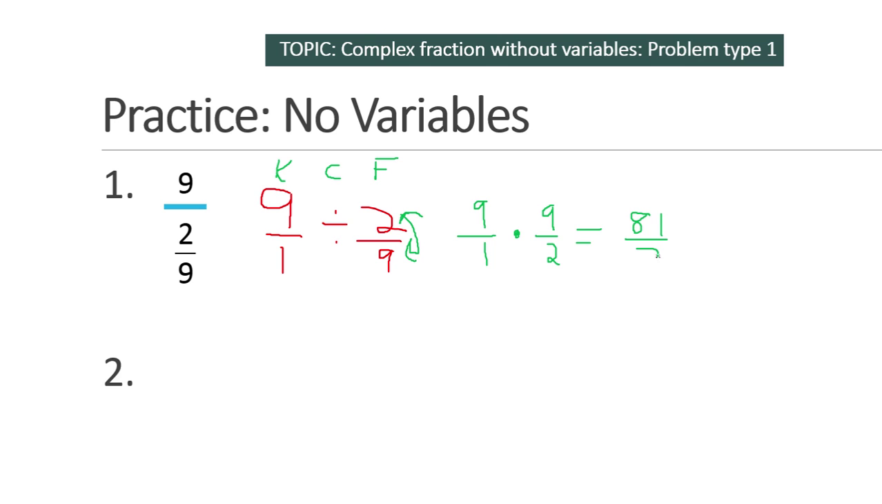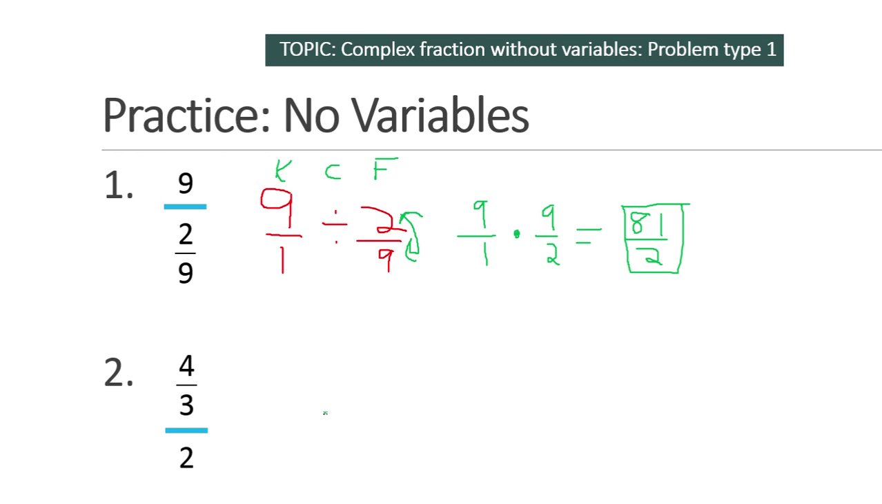1 times 2 is 2. 2 doesn't go into 81 evenly because it's an odd number. So therefore, your answer is just 81 over 2. So that's what you'd put for your answer. Remember, do your keep, change, flip. Okay, let's look at our second one.